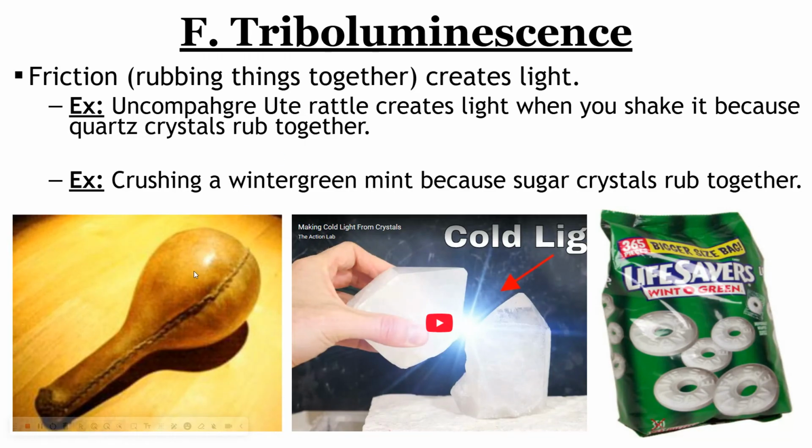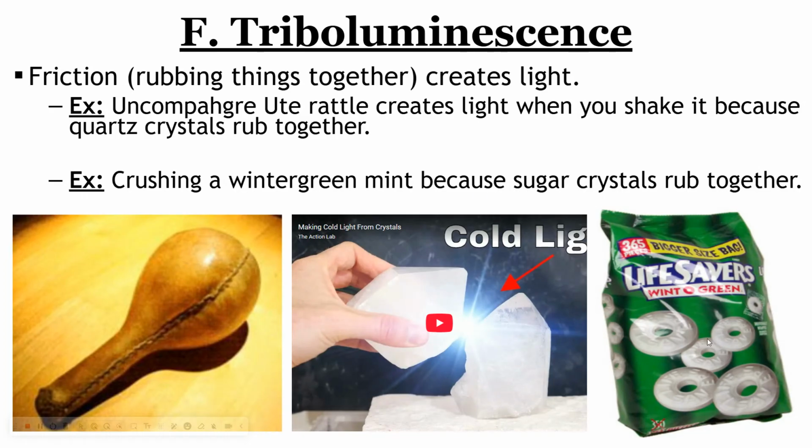Here we have a rattle used by indigenous tribes. On the inside there is a quartz crystal. There's a bunch of quartz crystals. When the rattle is shaken, the quartz crystals rub together, so that's friction, and it creates light, and it could be used as a signal.